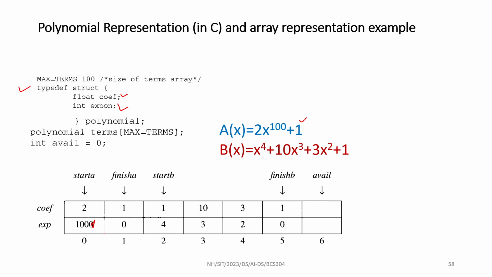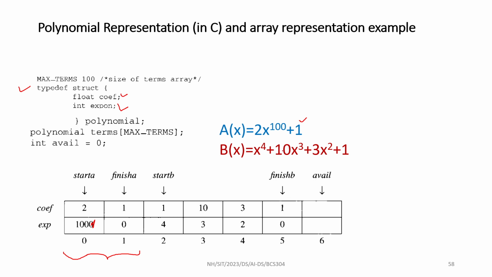Here you can have two pointers, which are the starting point of the polynomial and the end point of the polynomial. Start point of the polynomial is represented using a pointer called start A. Last part of the polynomial is represented using finish A. So this is a quite simple and useful representation which eliminates the wastage of memory. Now we'll go for the second one.